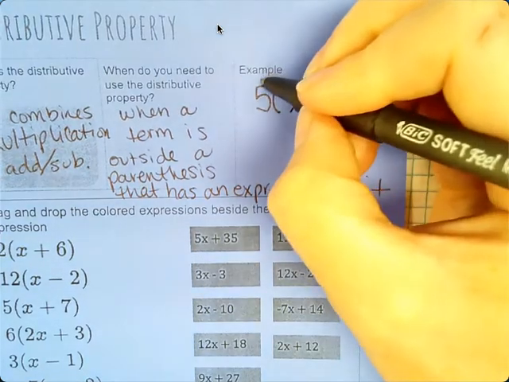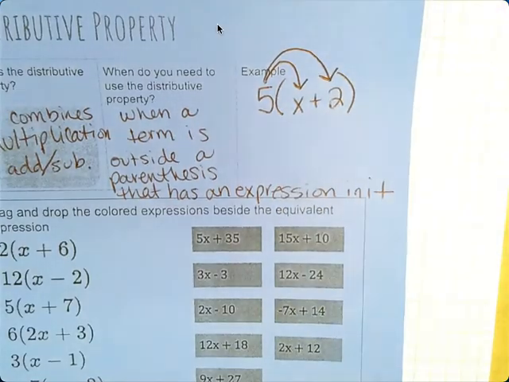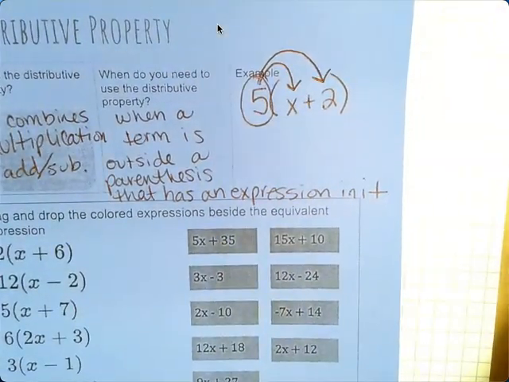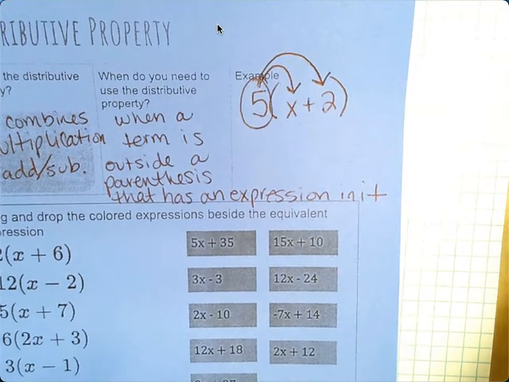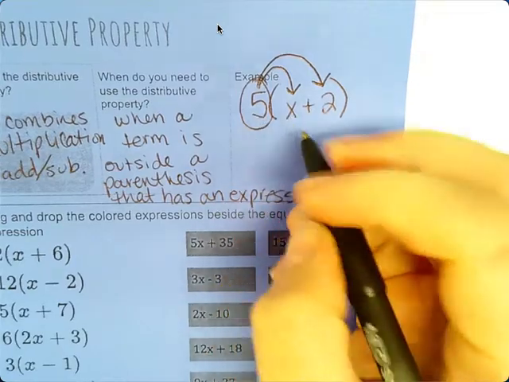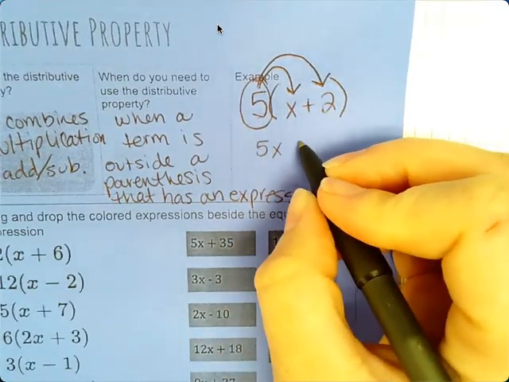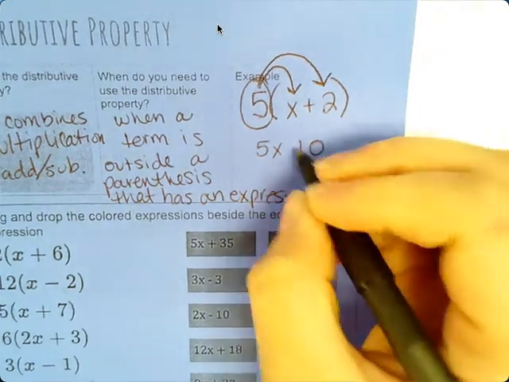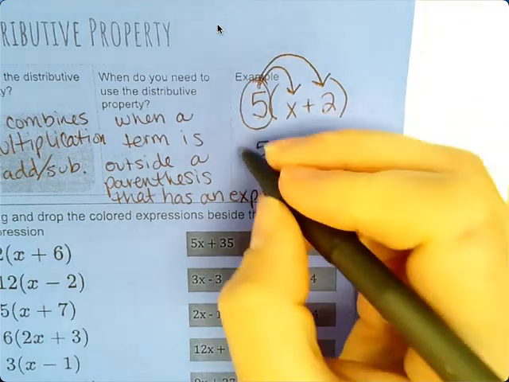So we are going to multiply the 5 times the x and the 5 times the 2. I circle what's outside that's being distributed because sometimes it's a negative. You have to remember to take that negative with it. So here, pretty straightforward, 5 times x, and then 5 times a positive 2, 10. What operation do I put between them? The plus sign. Plus, because whenever you multiply 5 times positive 2, you get a 10.